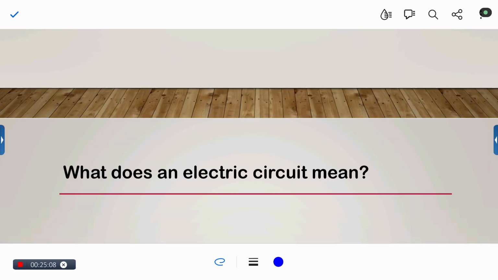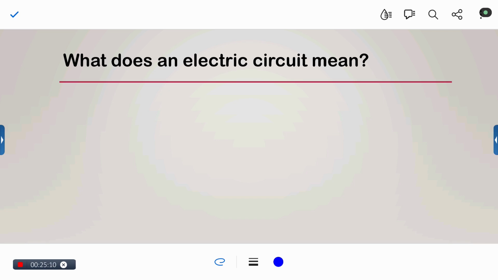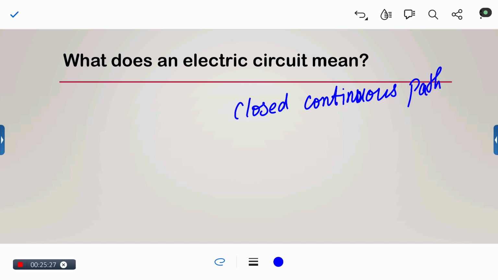Don't forget. Next. What is an electric circuit? In the textbook question, what is meant by electric circuit? Electric circuit is defined as the closed continuous path through which the current flows from one terminal, that means from the positive terminal towards the negative terminal. Clear? So what is meant by electric circuit?